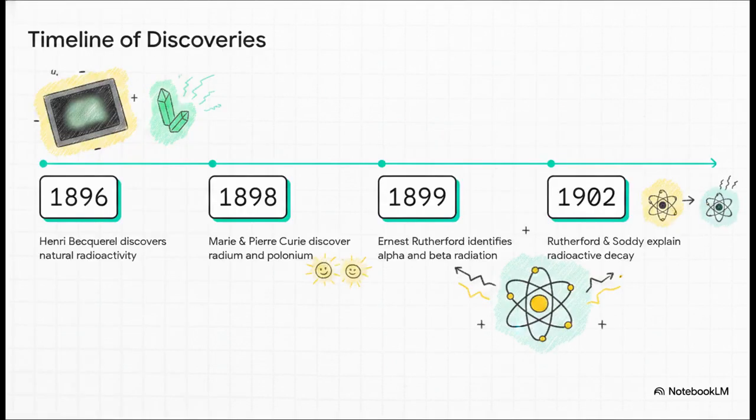And this invisible magic was actually discovered completely by accident. Back in 1896, Henri Becquerel realized that uranium salts were exposing his photographic plates in complete darkness. He didn't even mean to find it, but man, it kicked off a rapid era of discovery. Brilliant minds like Marie and Pierre Curie discovered radium and polonium shortly after. Then by 1902, Ernest Rutherford and Frederick Soddy explained the actual mechanics of radioactive decay, revealing that these atoms were literally transforming into brand new elements.